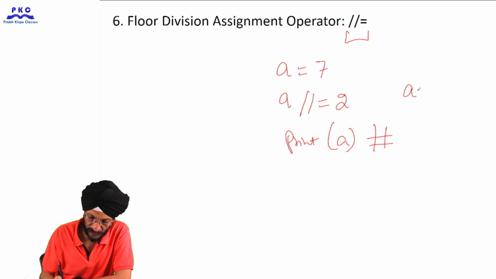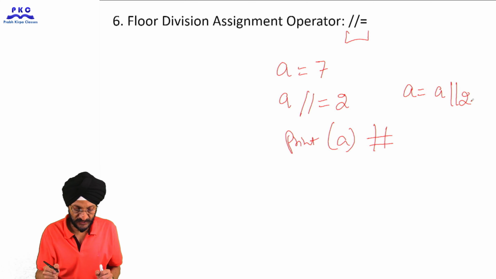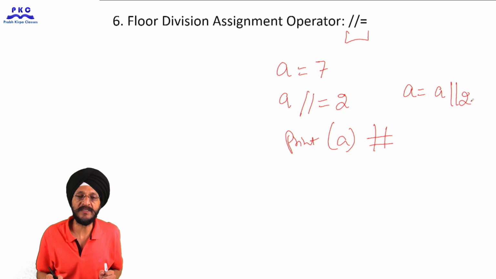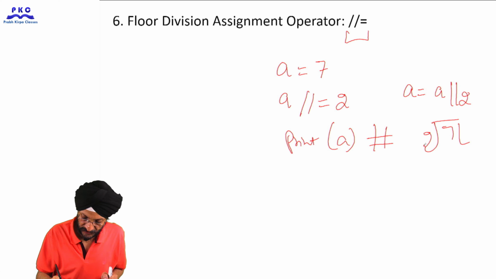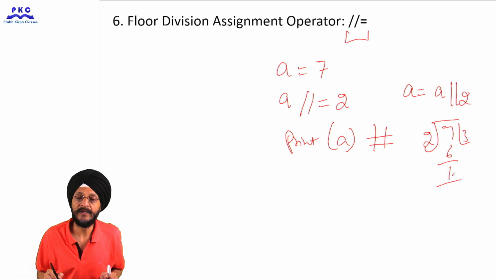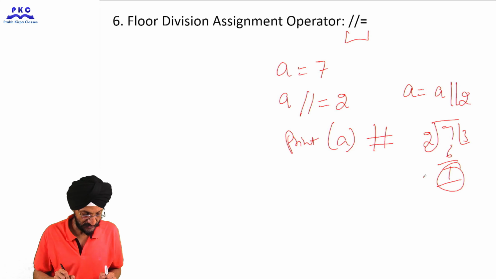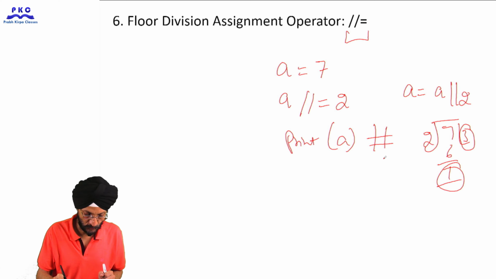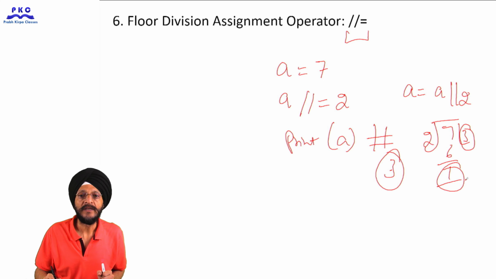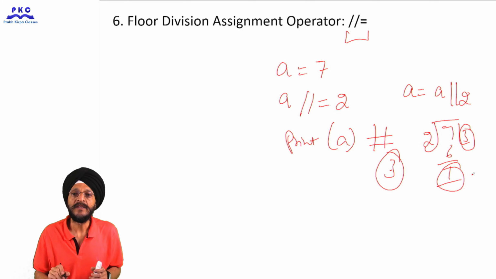So it will result into a is equal to a floor division 2. Floor division discards any remainder. It means a is to be divided by 2. So what is the remainder? It is 1. It discards this remainder and gives you the whole number result, that is 3. So the output is 3. Here the remainder, in this case, is 1. It will be ignored or discarded.